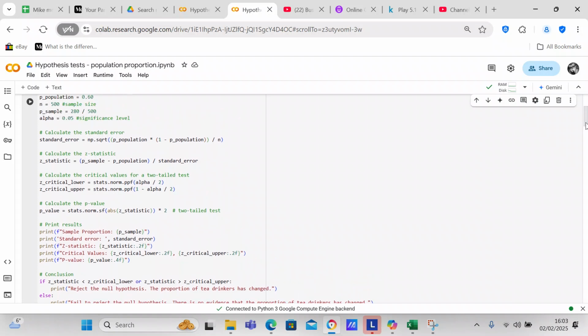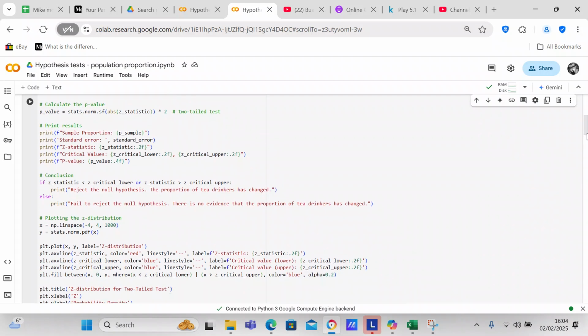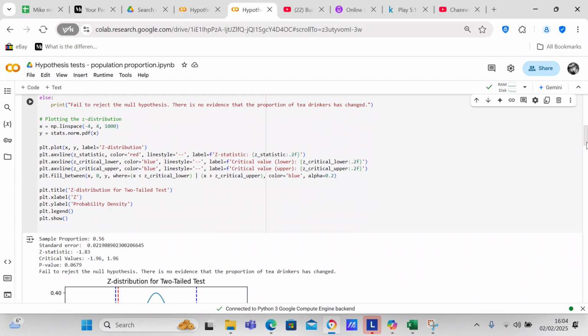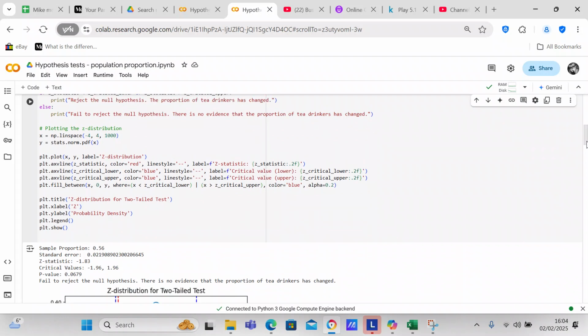Now we're going to calculate the z-critical lower and the z-critical upper. For that, we're going to use SciPy. We import scipy.stats as stats. The z-critical lower is stats.norm.ppf, that's the percent point function, of alpha divided by 2. And then the z-critical upper is stats.norm.ppf of 1 minus alpha divided by 2. And so your critical levels are going to be negative 1.96 and plus 1.96.